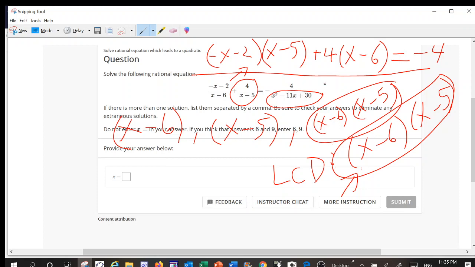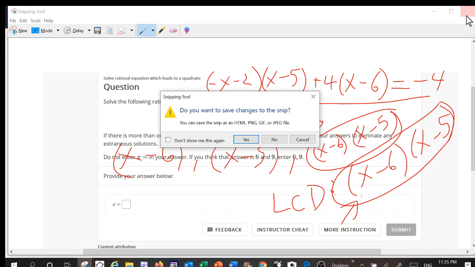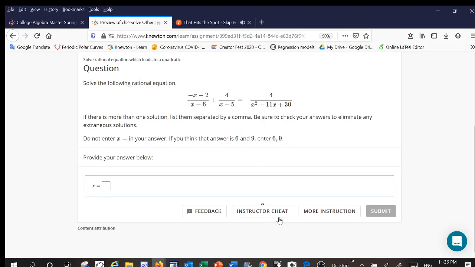Remember, if any answer makes the denominator 0, like if you get 6 or 5, then you should not accept it as an answer, because you can't have the denominator be 0. All right, so I'm just going to move on.